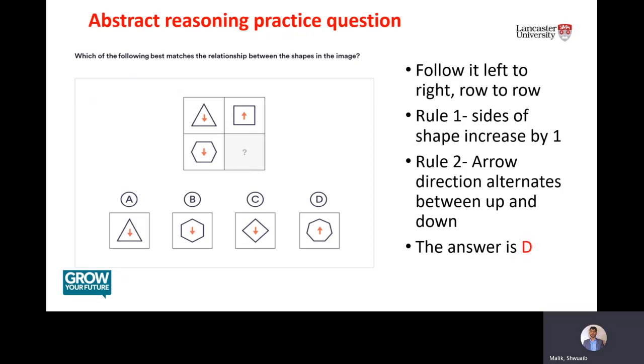This question was tricky in the sense that when you look at the sequence, it's hard to know which direction you need to be following the pattern in. Do you start at the triangle and then move downwards, or do you start at the triangle and move rightwards? It's difficult to know exactly.